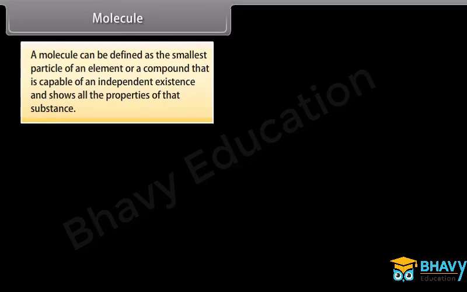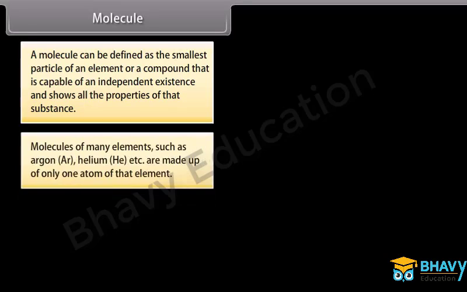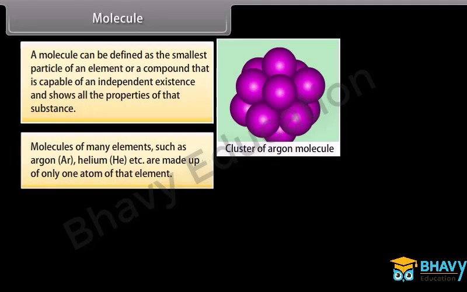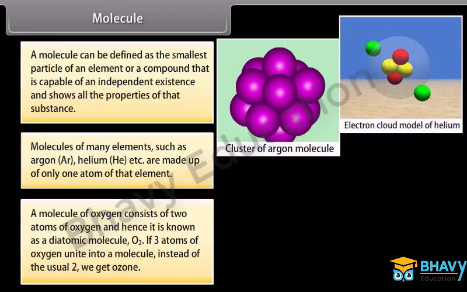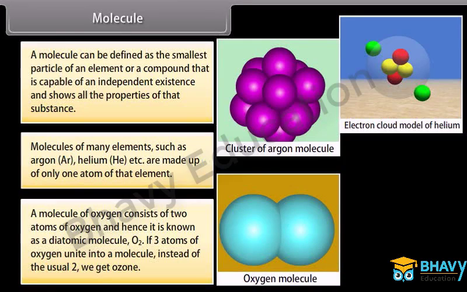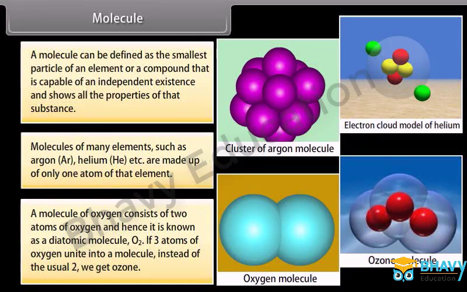Molecule. A molecule can be defined as the smallest particle of an element or a compound that is capable of an independent existence and shows all the properties of that substance. 1. Molecules of many elements such as argon, Ar, helium, etc. are made up of only one atom of that element. 2. A molecule of oxygen consists of two atoms of oxygen, and hence it is known as a diatomic molecule, O2. If three atoms of oxygen unite into a molecule instead of the usual two, we get ozone.